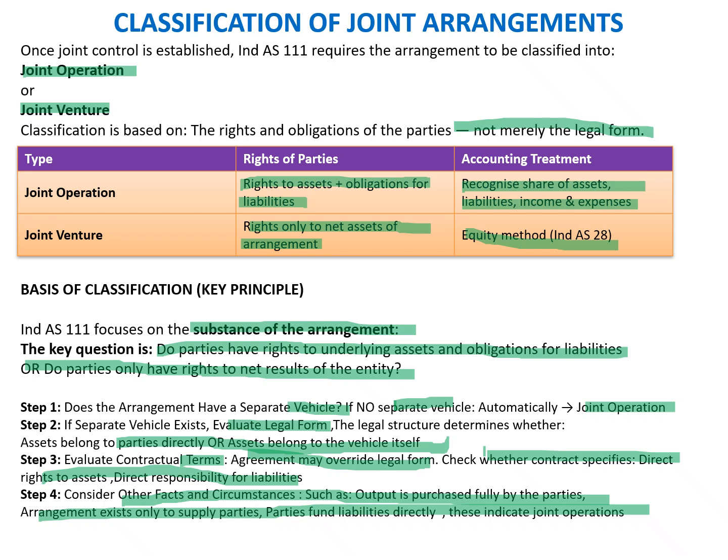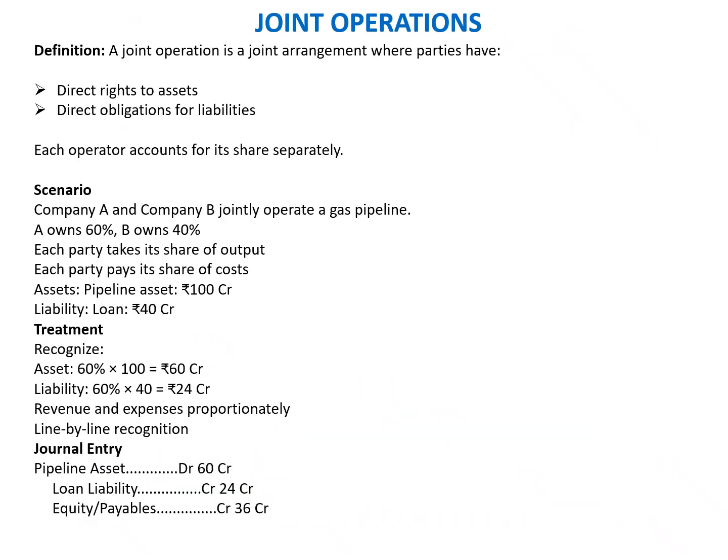But still, they will be treated as a joint operation and will not be treated as a joint venture. So we have now understood the concept of how we have to bifurcate a particular arrangement between joint operations or joint venture. Now we'll talk about each of them separately in detail along with their accounting treatment. So we'll move to the next slide. Okay. Now we'll talk about first the joint operations.